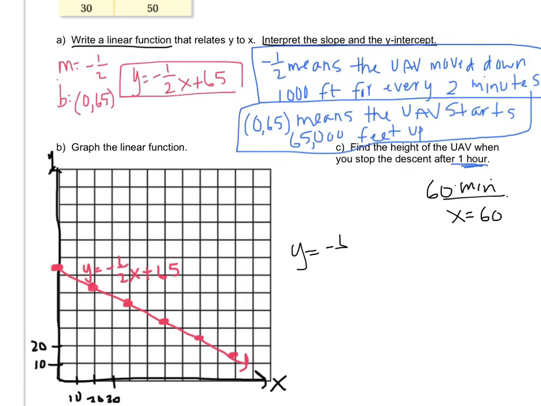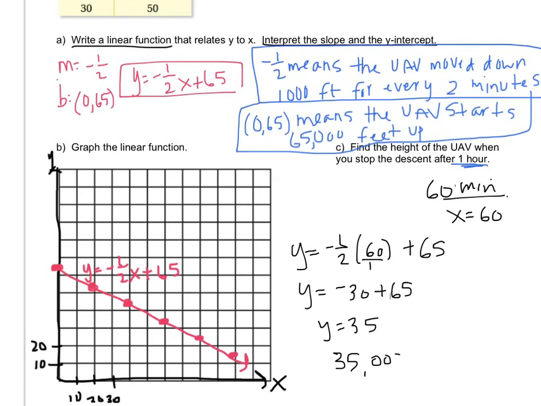Y equals -1/2 times 60 plus 65. If x stands for minutes and y stands for height, if I plug in 60 minutes, I can find the height. So y equals -1/2 times 60, which is -30. So that gives me a y value of 35. Remember, it's in thousands, so that's 35,000 feet.